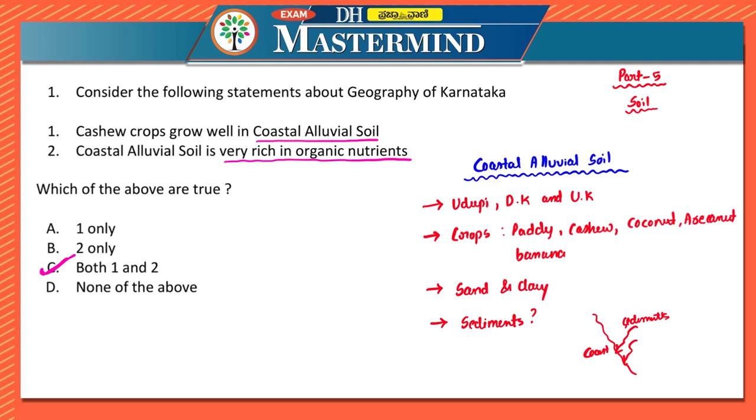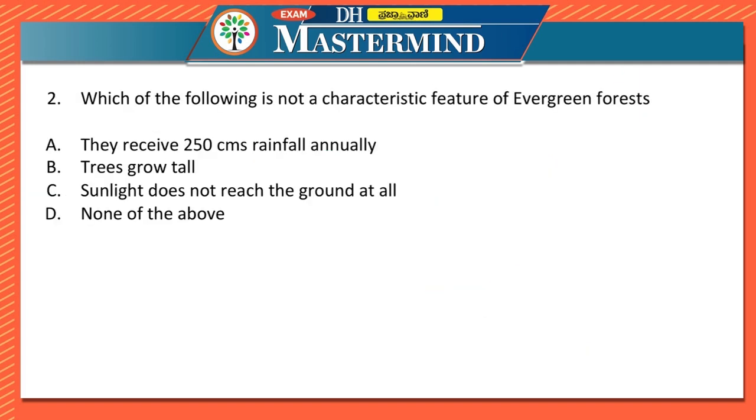Let us move on to the second question. Which of the following is not a characteristic feature of evergreen forest? They receive 250 centimeters rainfall annually. Then trees in evergreen forest grow tall. Sunlight does not reach the ground at all in the evergreen forest. D, none of the above. Here the answer is D, none of the above.